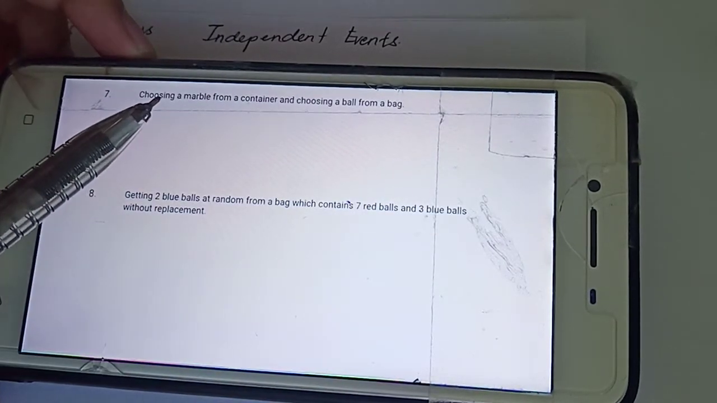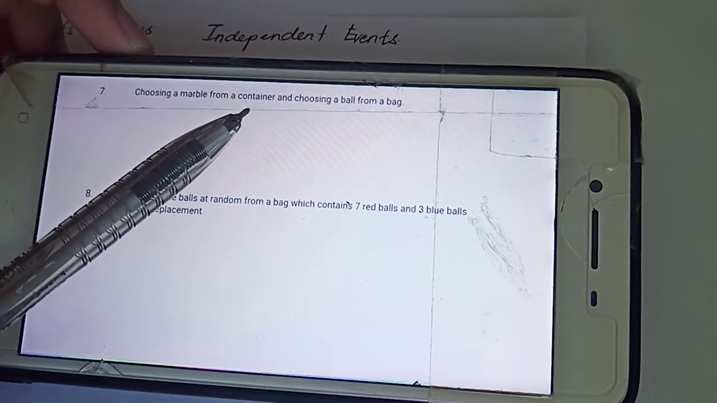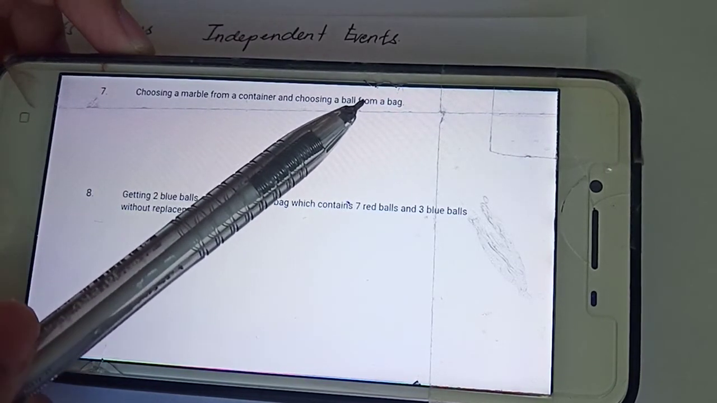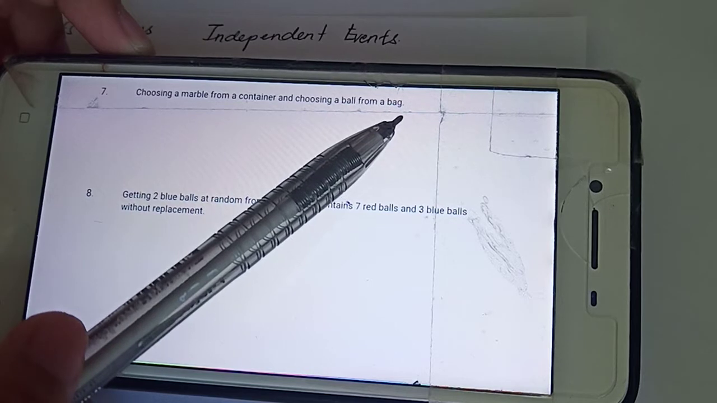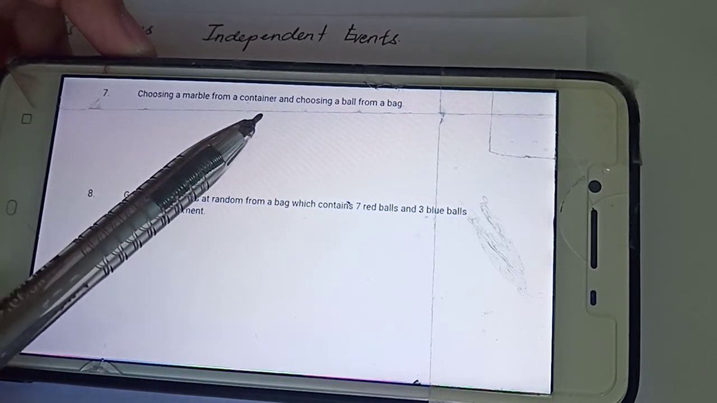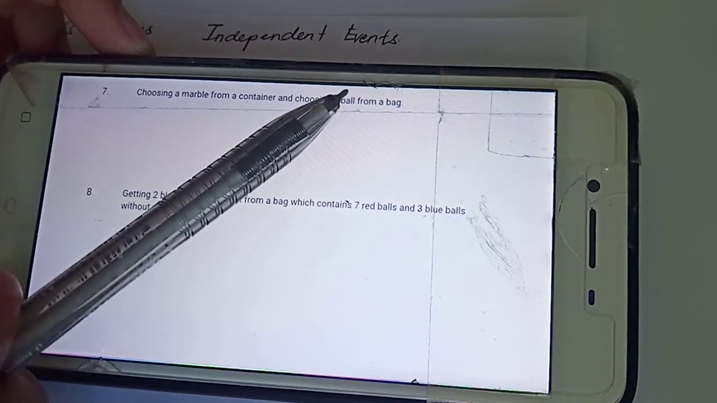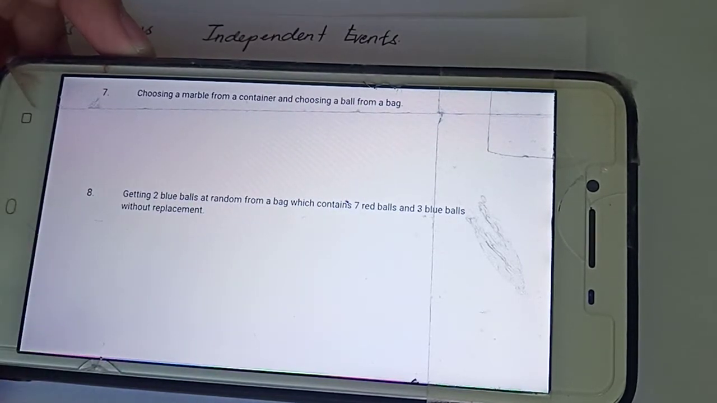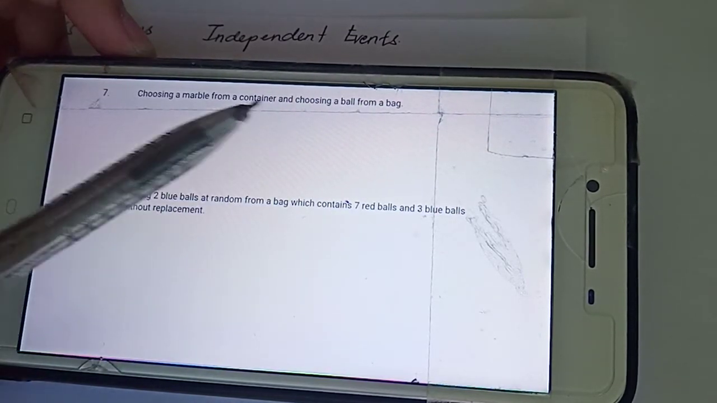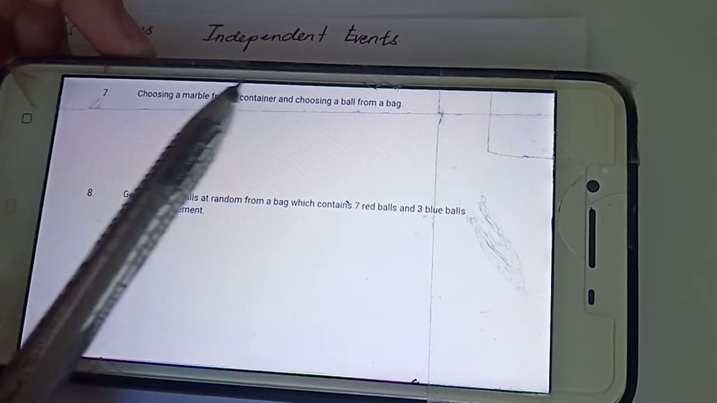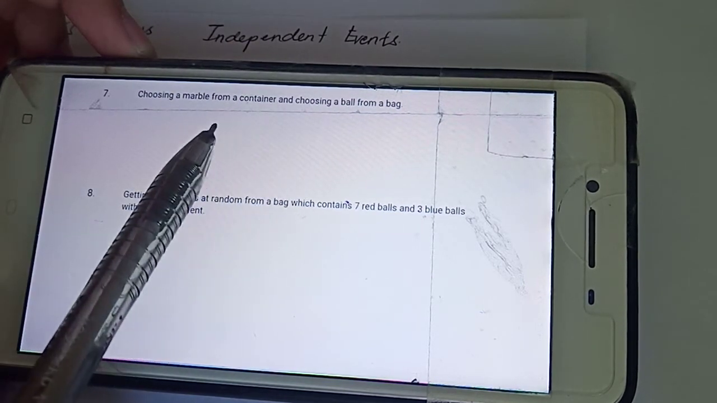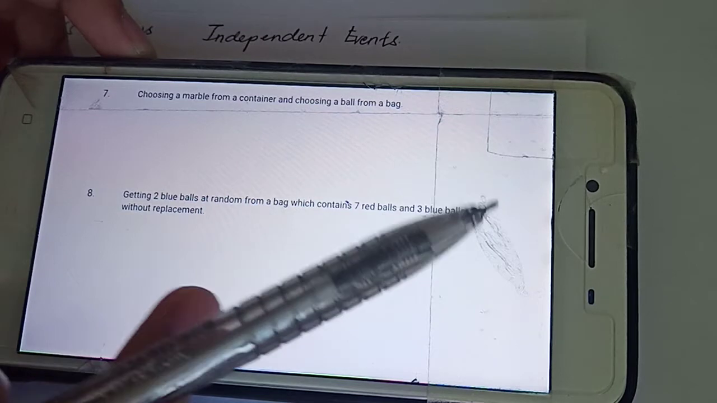7. Choosing a marble from a container and choosing a ball from a bag. Does getting a marble from a container affect choosing a ball from a bag? So no, it does not affect at all. So this is an independent event. Okay, they don't affect each other.